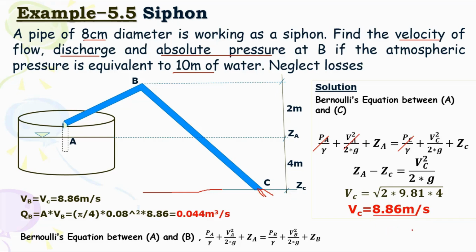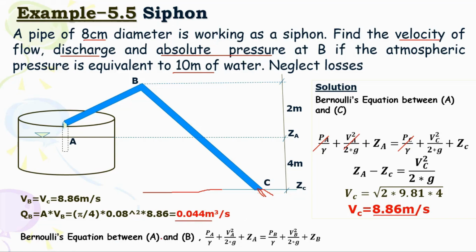Once you found this, you just neglect losses, then velocity at B is equal to velocity at C. So once you have flow velocity, it will go out like this. Area times velocity at B, area is pi over 4 d square times velocity. You can find discharge at B, which is 0.044 meter cube per second.